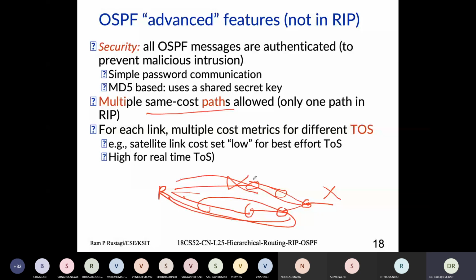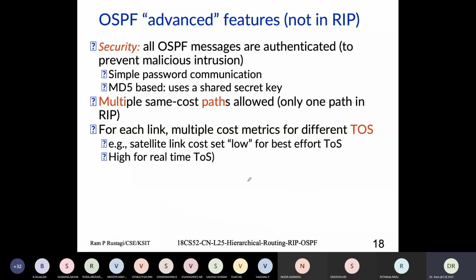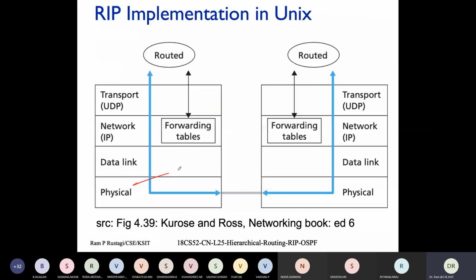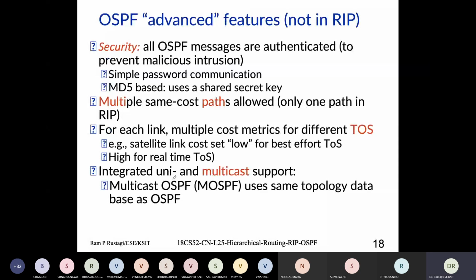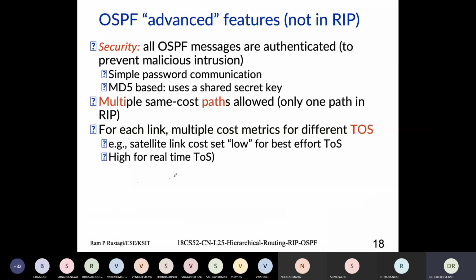So for that purpose, when both the paths have the same cost, I should be able to load balance: send one packet on one path, and send another packet on another path. We can do load balancing and use both the links. So OSPF supports equal cost multipath routing, also known as ECMP. That means for a given destination, if there are multiple paths of the same cost, there will be multiple routing entries, and packets can be load balanced across the different paths.